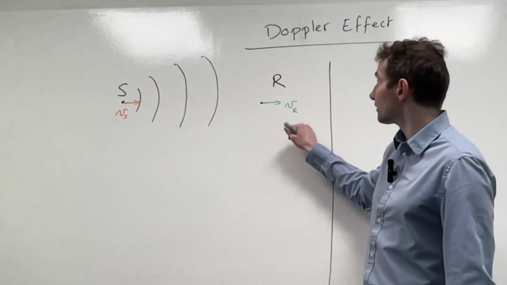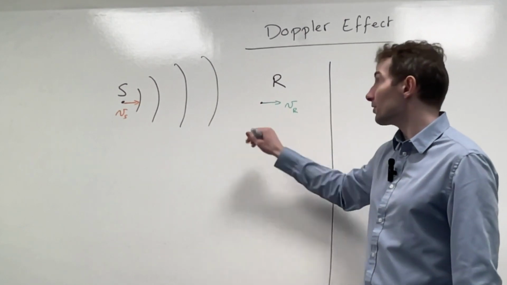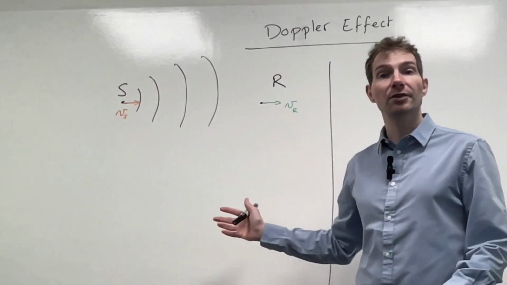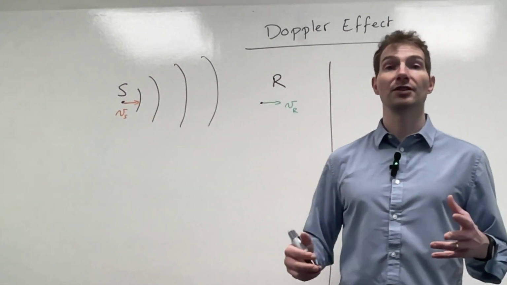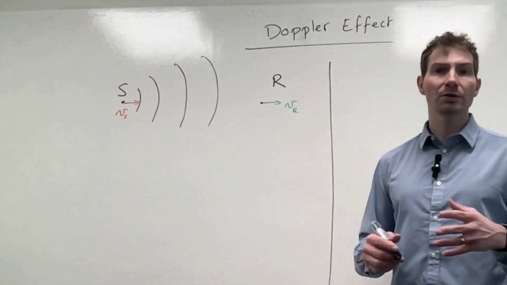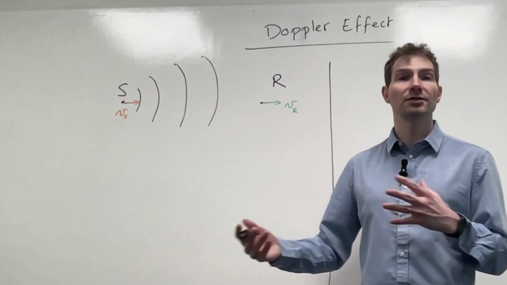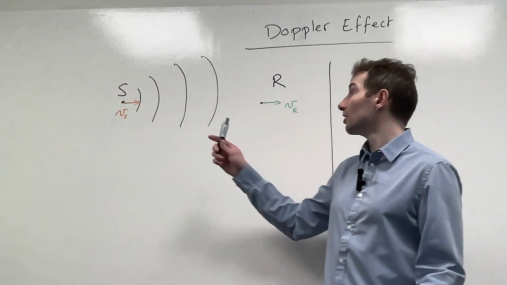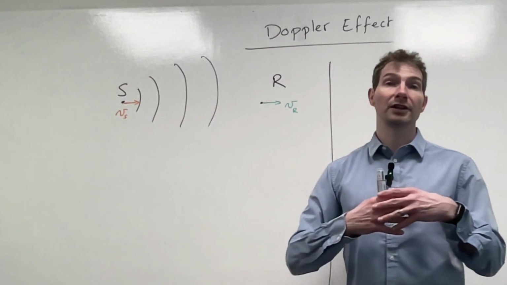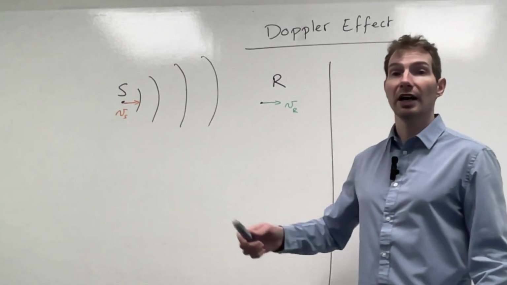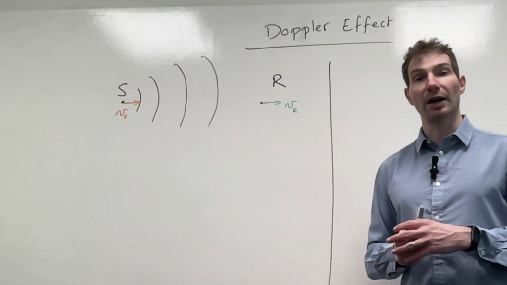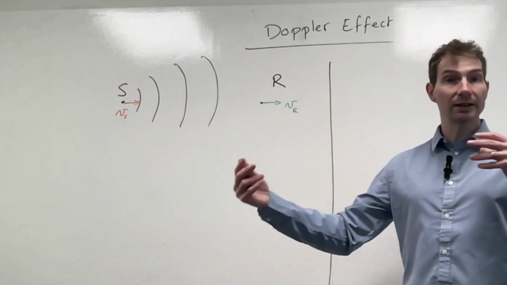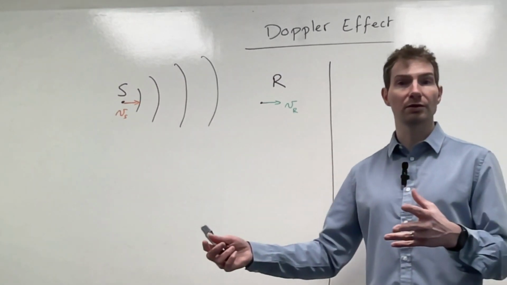And the thing here is that the receiver is moving at velocity vr, for example, and the source S is moving at velocity vs. And the question we want to ask is, what is the difference between the frequency of the signal being actually sent out by the source as opposed to that of the signal being received by the receiver? Okay, and the fact that these things are in motion is going to play a role.